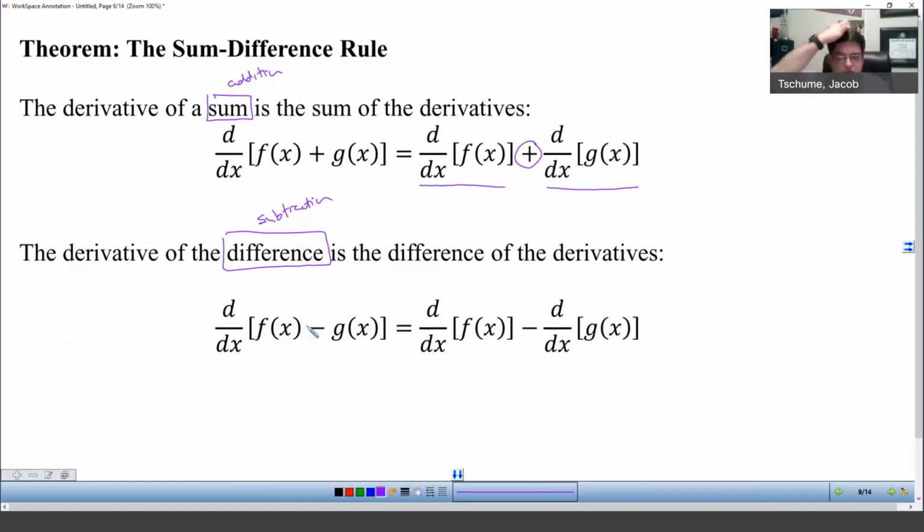Same thing with subtraction. If the two functions are being subtracted, you will take the derivative of f, you will then take the derivative of g, and then subtract those two derivatives. Now you may be thinking, what about multiplication and division? That's the next video. Those rules are a little bit more complicated. We will get into that in the next one. For now, addition and subtraction, just take the derivatives individually.